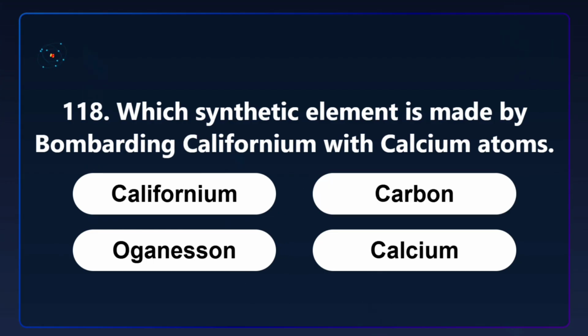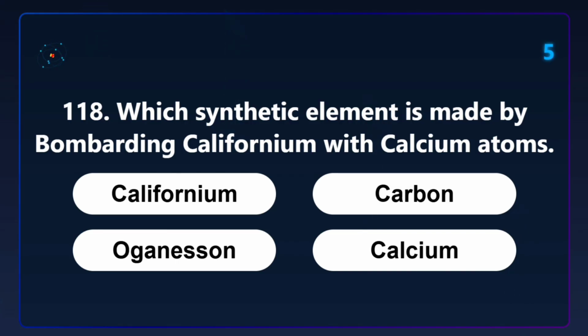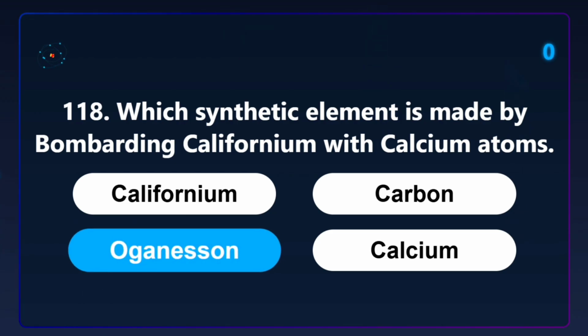Question 118. Which synthetic element is made by bombarding californium with calcium atoms? The answer is oganesson.